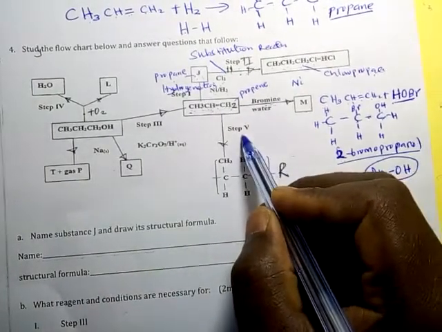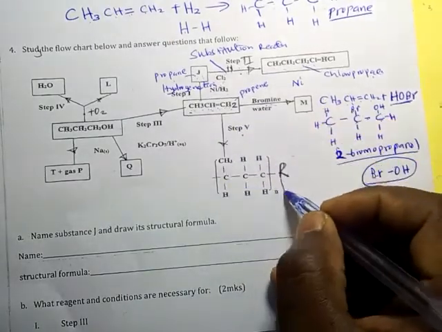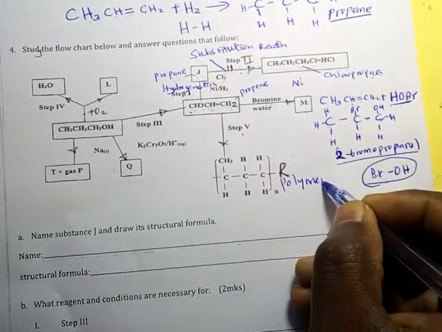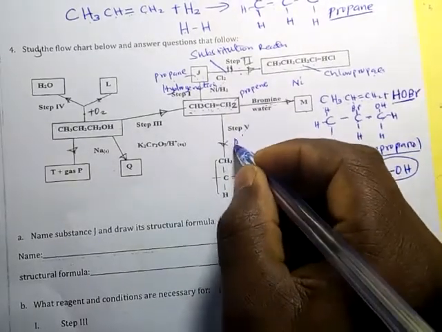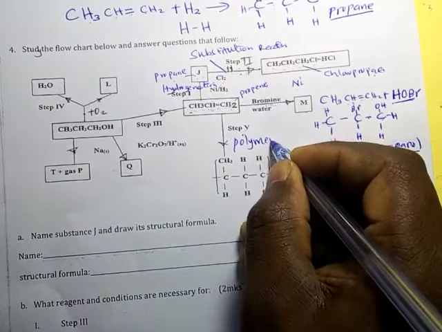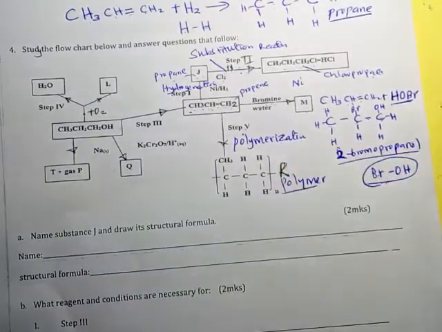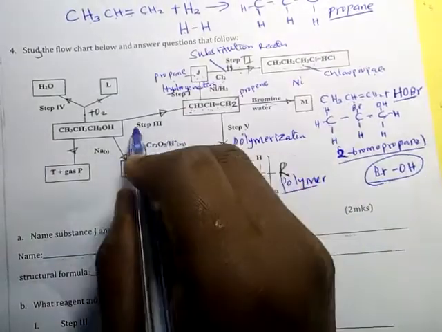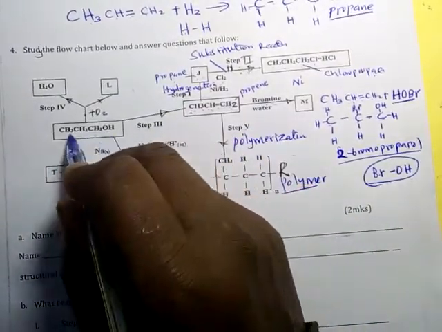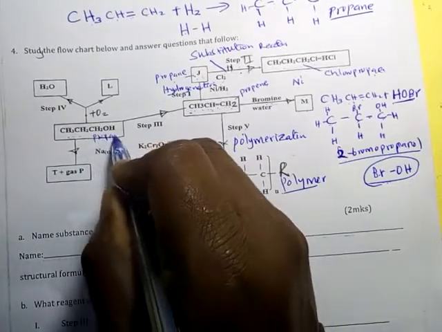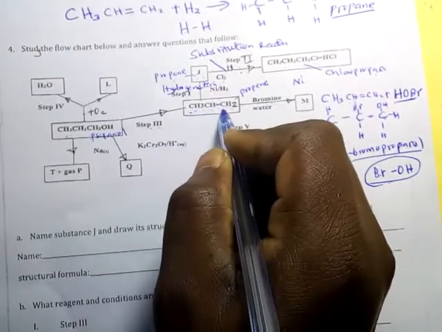Step 5, we can see this one is a polymer. If this is a polymer, step 5 is polymerization. 1, 2, 3. This is an alcohol, which is propanol. Propanol undergoes step 3 to form propene.